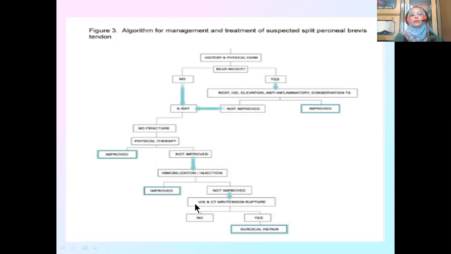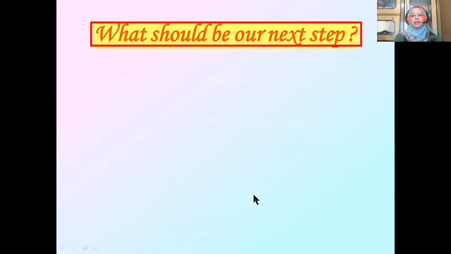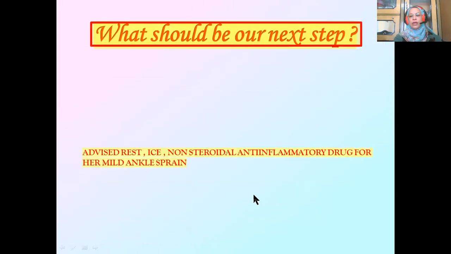If no improvement, we must ask for ultrasound, CT, or MRI to determine the further step in management of this split tear in the peroneus tendon. But I prefer to refer the patient to a specialist in sports medicine to manage this situation. Regarding her mild ankle sprain, we advised rest, ice, and non-steroidal anti-inflammatories, as the condition was very mild and grade 1.